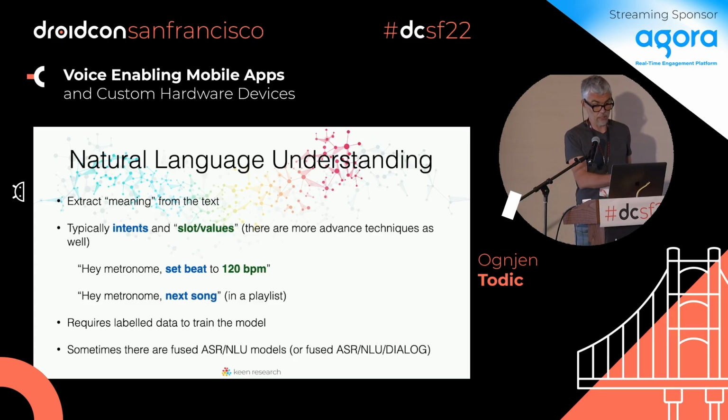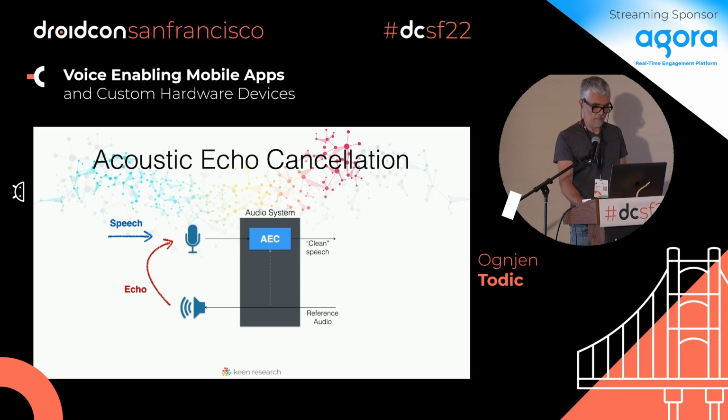And the data is text, and the label is exactly what's colored in these examples here. And then sometimes there are systems that have fused ASR and NLU models, so it's kind of like speech to meaning, or even fused ASR and NLU and dialogue. But a lot of these are very advanced. I'm not quite sure how much of it is used in production systems these days. A lot of research around this, though.